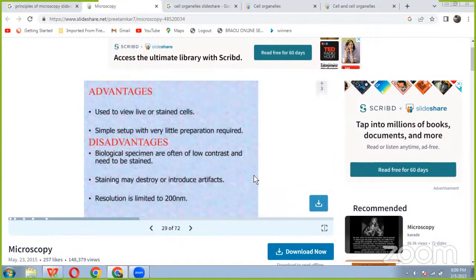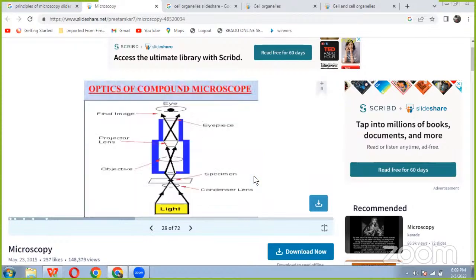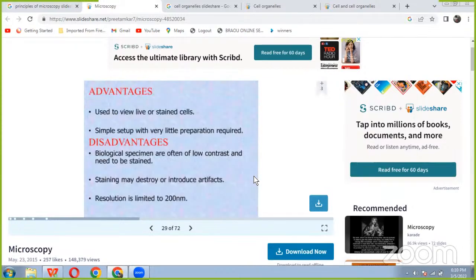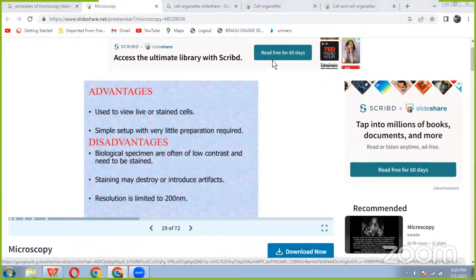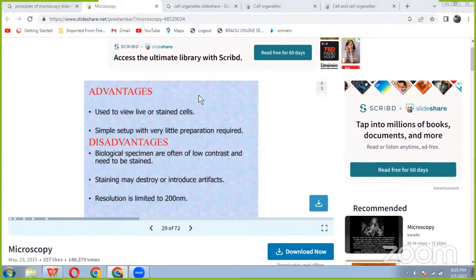Okay, what are the advantages and disadvantages of the compound microscope? Advantage: it is used for live or stained cells. For example, under the compound microscope we are seeing algal mixture. You see the different types of algae in the movable strains, used for live and stained cells. Simple setup with very little preparation required, these are the advantages.